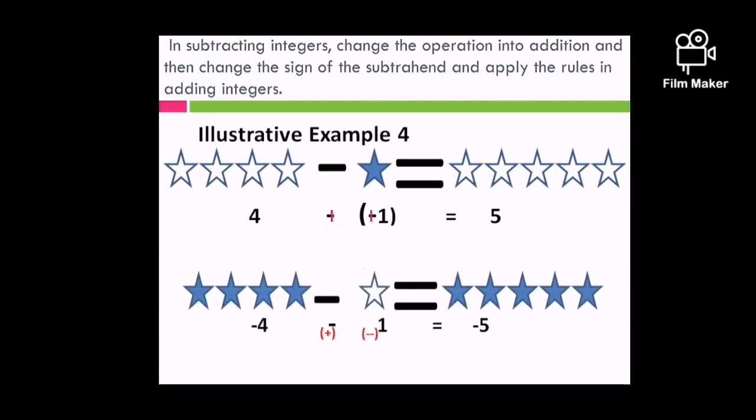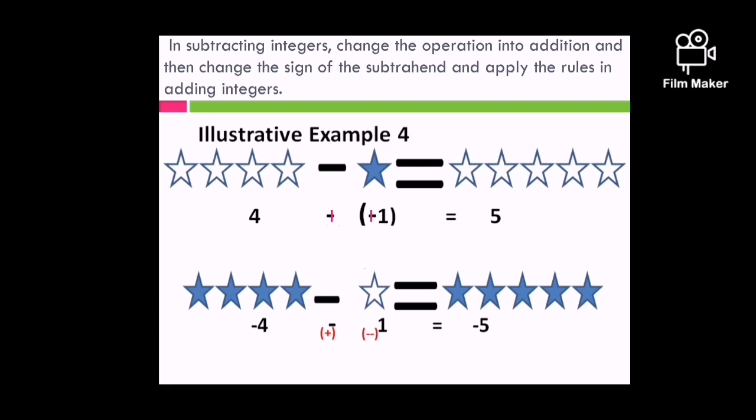Next, negative 4 minus 1. So, the subtrahend is 1. So, change the sign of the subtrahend. 1 will be negative 1 na, kasi pinalitan na. And then, proceed to addition. So, the sentence is now negative 4 plus negative 1.